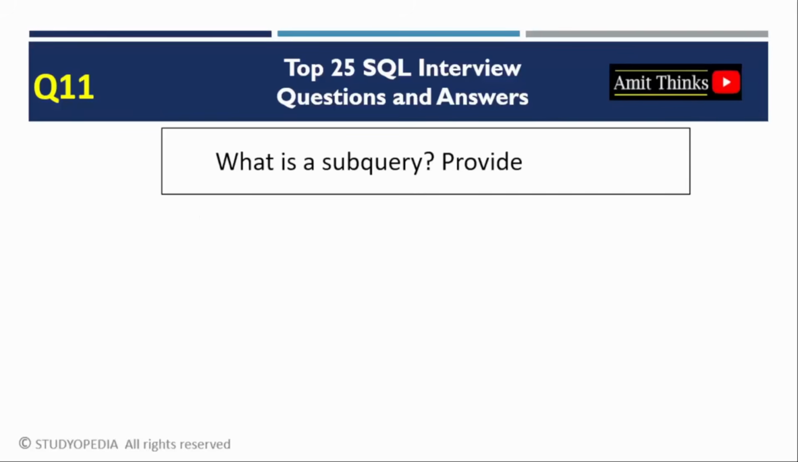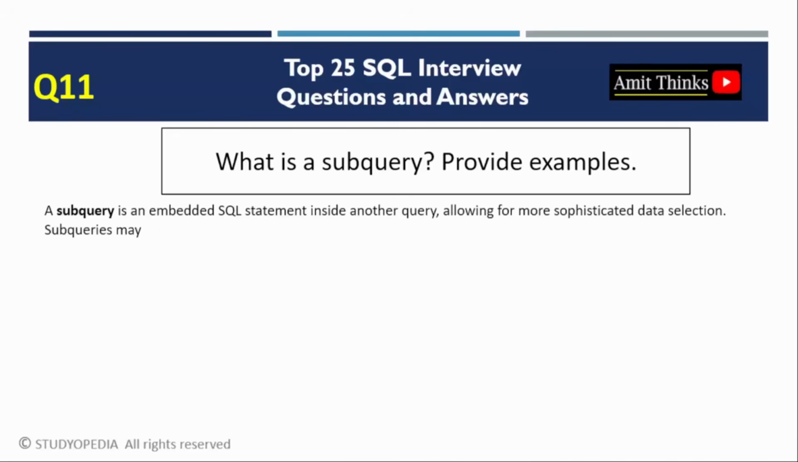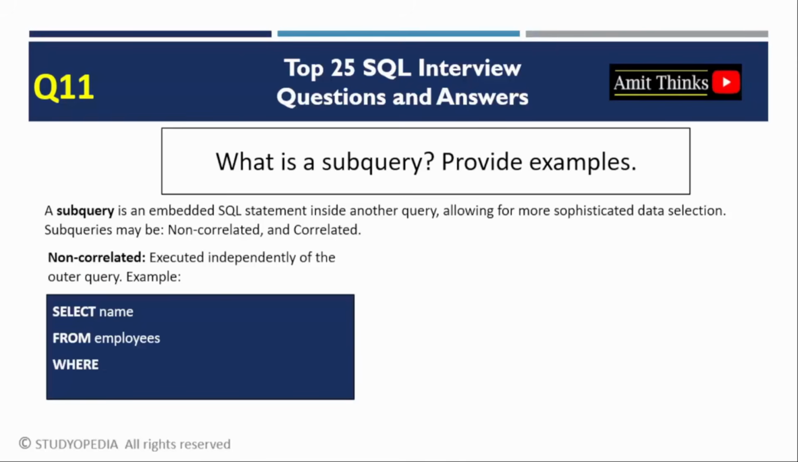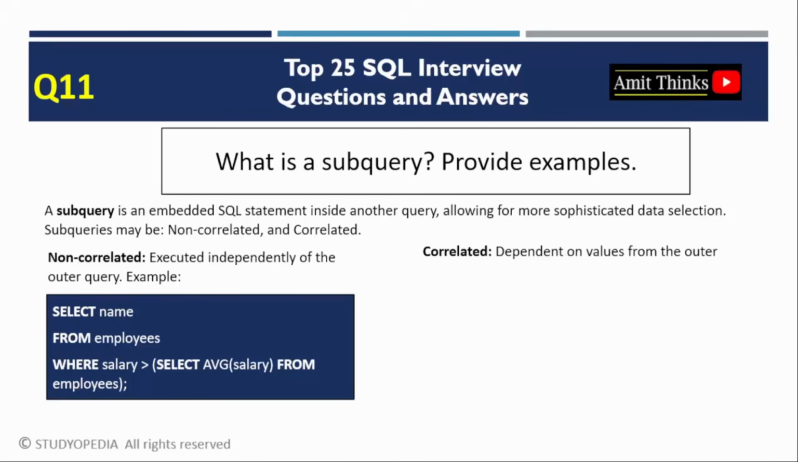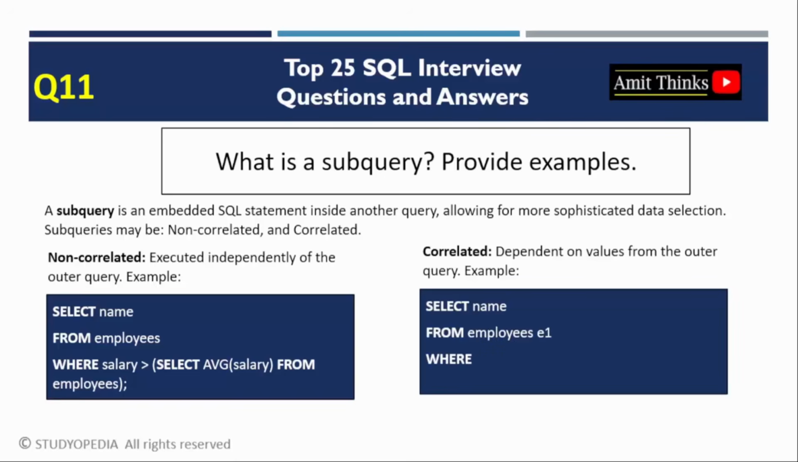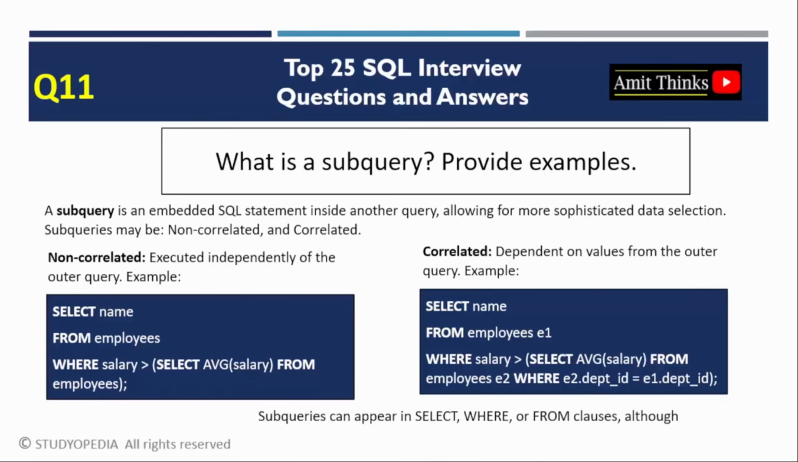The next question is, what is a subquery? Provide examples. A subquery is a query nested inside another query. It can be correlated or non-correlated. Non-correlated means independent of the outer query. Here is an example of non-correlated. Correlated means dependent on the outer query. Here we have another example for correlated, that is dependent on values from the outer query. You can clearly see the difference. Subqueries are used in select, where or from clauses but can be replaced with joins for better performance.